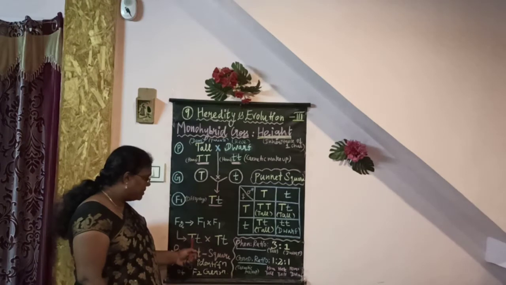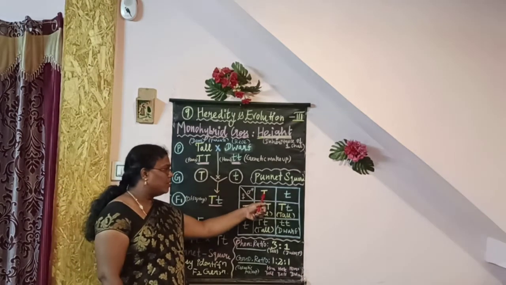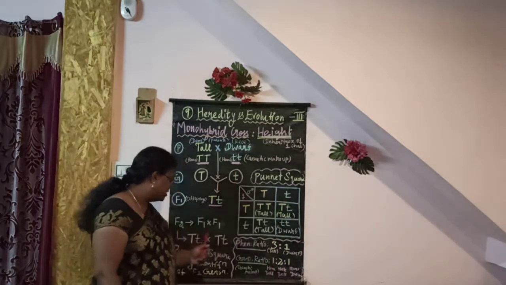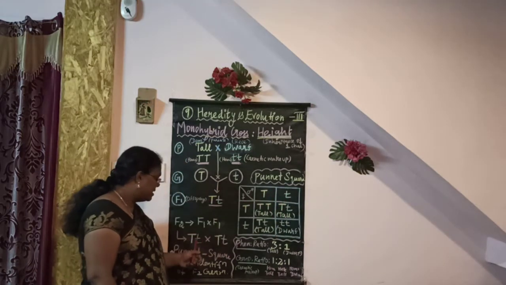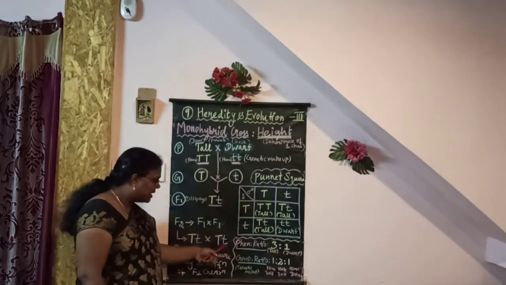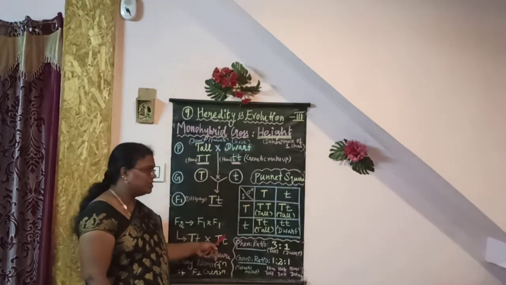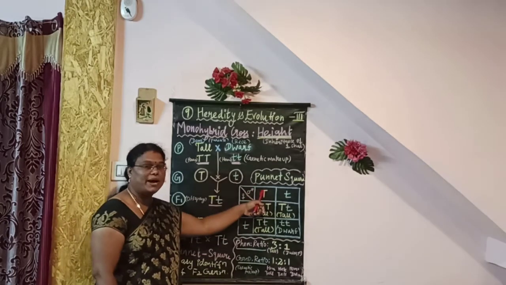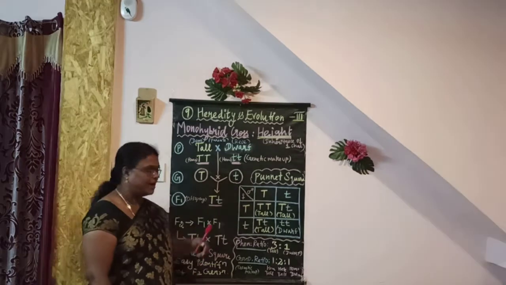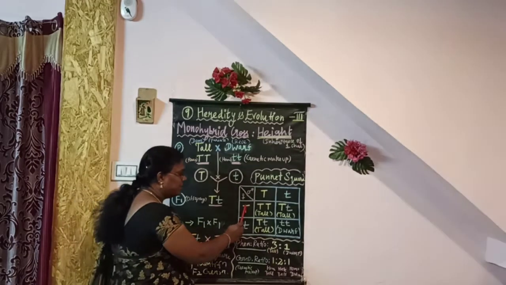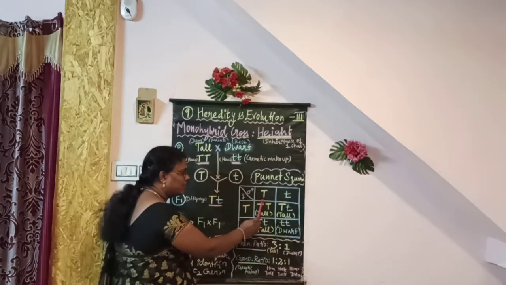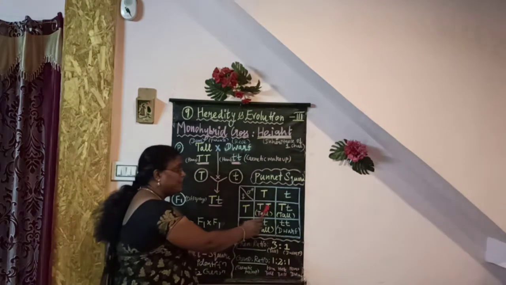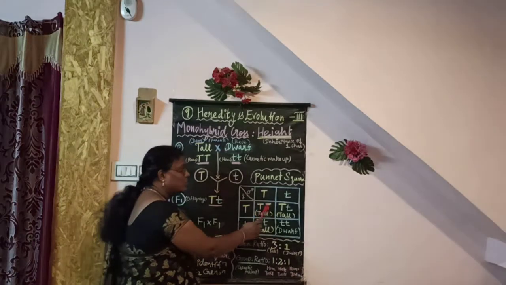See here, capital T, this is one of the F1 generation, capital T, small t. This is capital T and this small t. And here again another one F1 generation, capital T, small t. This is the male parent and this is the female parent. So how will we get capital T? Two capital T. So this is homozygous tall. Genetic makeup is the same. This is homozygous tall.